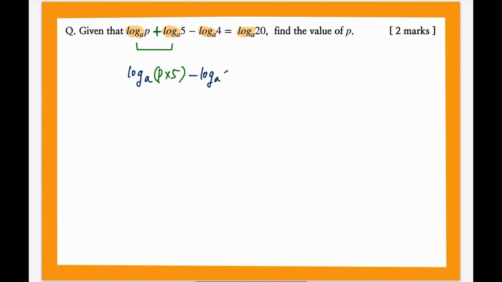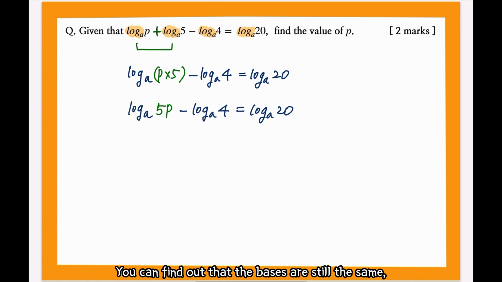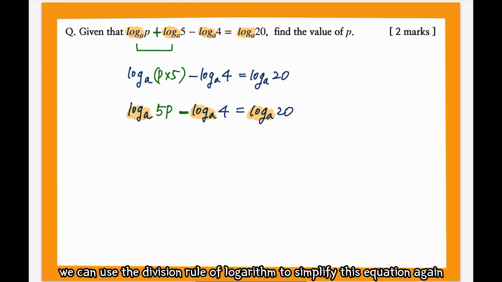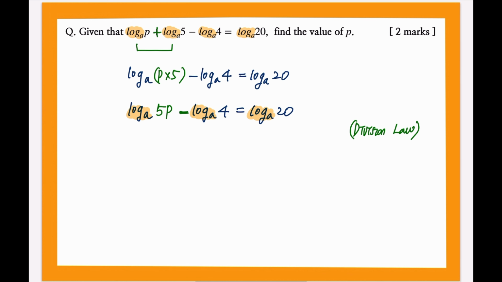Let's keep the remaining part. Then we can simplify the equation to have log base a of 5p minus log base a of 4 equals to log base a of 20. You can find out that the bases are still the same, and since there is a subtraction part, we can use the division rule of logarithm to simplify this equation again. Applying division rule, we get log base a of 5p over 4 is equal to log base a of 20.